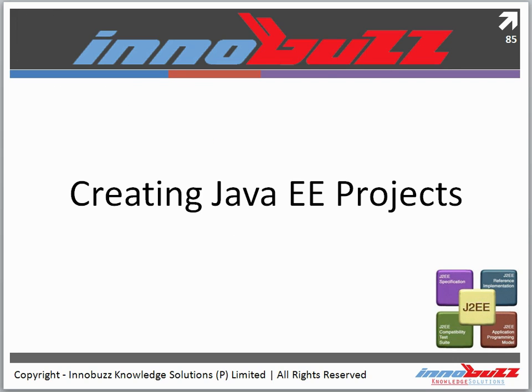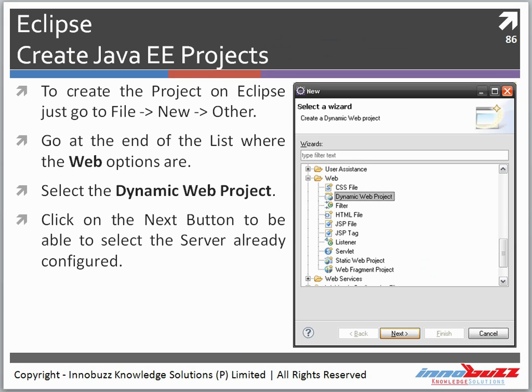Creating Java EE projects. To create a new Java EE project, go to the File menu, then the New option, and then the Other option. Find the web folder and under it, there's the Dynamic Web Project option.